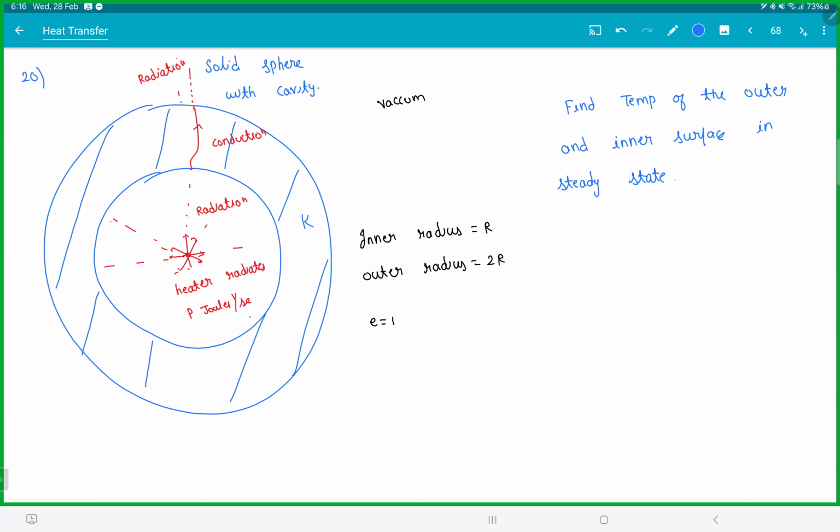T outer is the fourth root of power by sigma A. Basically, power emitted should be equal to sigma, area is 4 pi (2R) whole square, E, T power 4. The answer will come in one step. Now the temperature of the inner surface.